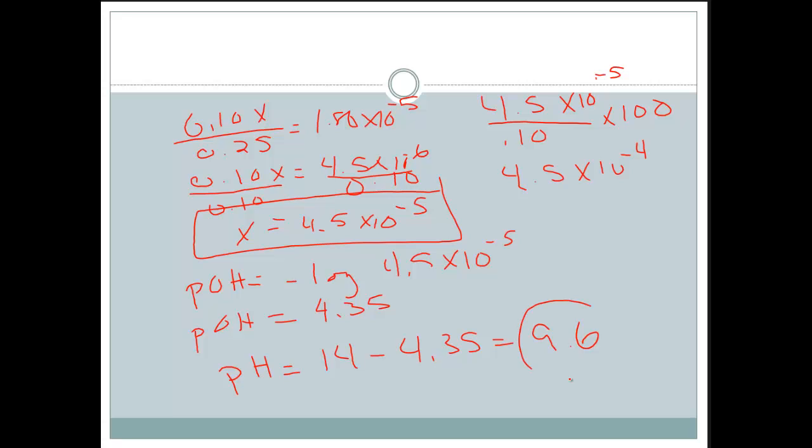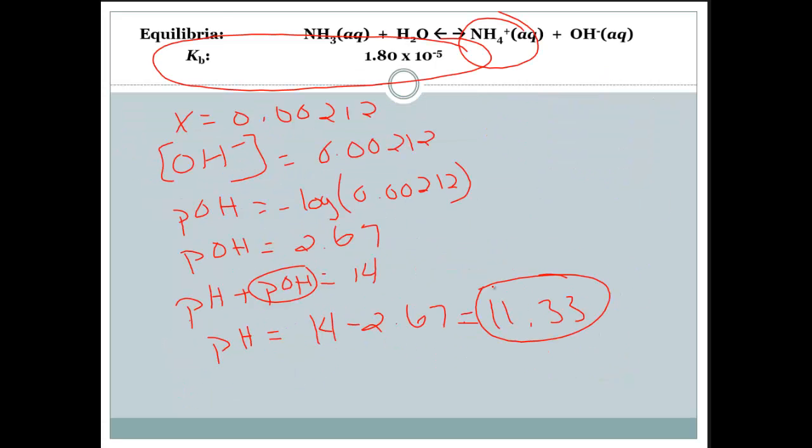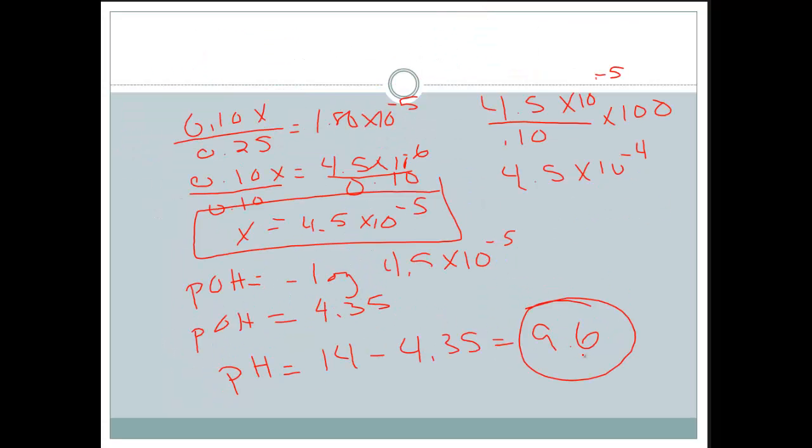Now, look at this pH. Let's compare it to this one. Without that NH4 added, it was 11.33. It's very, very basic. Once we added the NH4, it's still considered basic, but it's less so. And that is the result of the common ion effect.